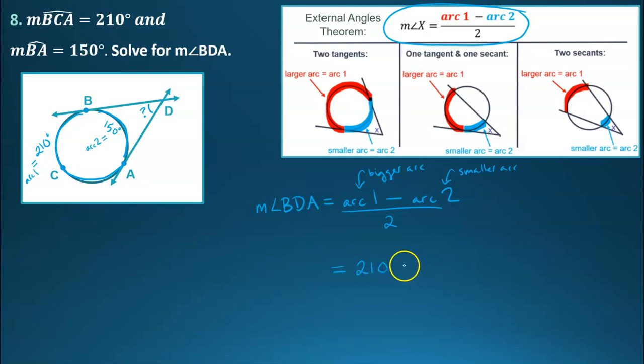So the bigger arc is 210, minus the smaller arc is 150, and we're going to divide that by 2. 210 minus 150 is 60. We're going to divide that by 2. Our final answer is 30 degrees. So what we're finding here is this angle measure here, that's equal to 30 degrees. That's kind of hard to see.